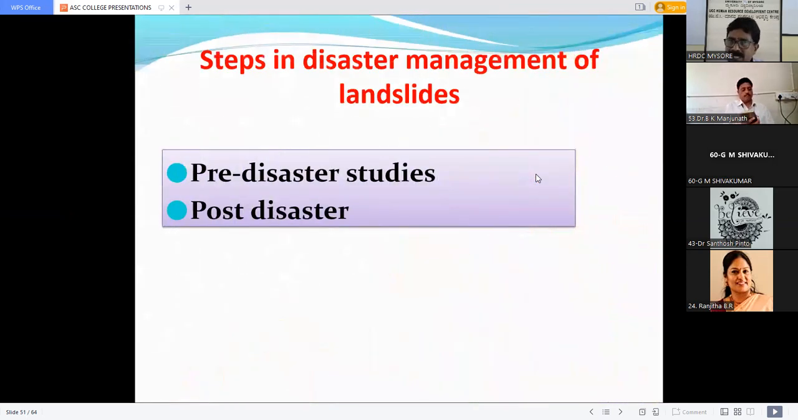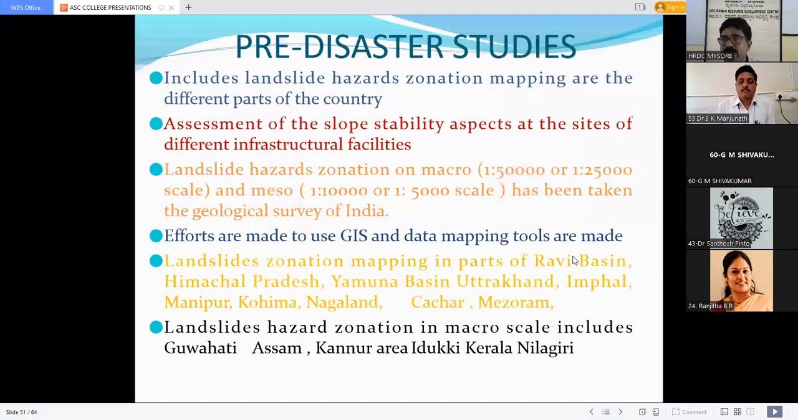Now, after all these steps have been taken, the most important step is that there are two kinds. One is the pre-disaster studies. So before the disasters, what are my duties? For the concerned government, what is the role and duty? After the post-disaster, what is supposed to be done? That is the most important.